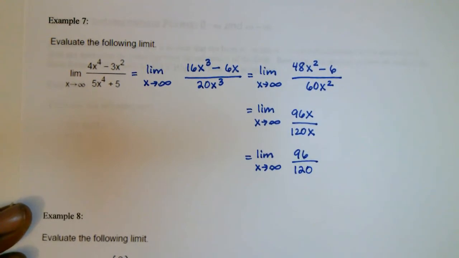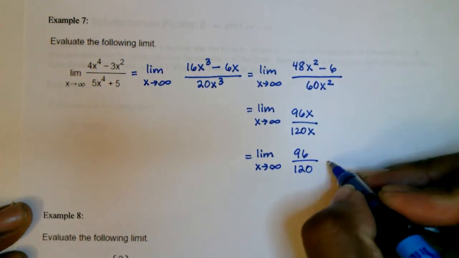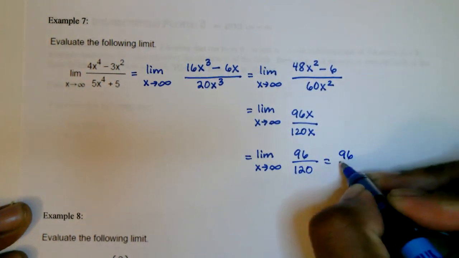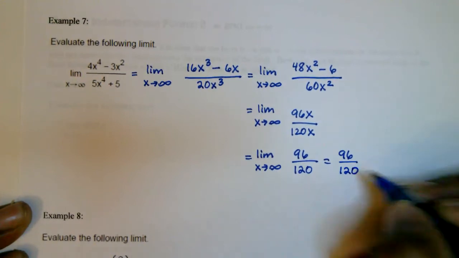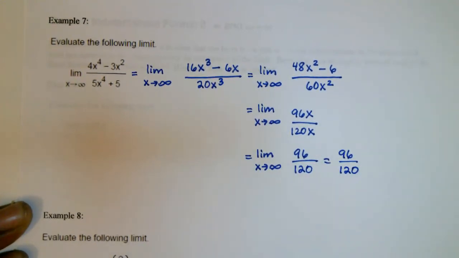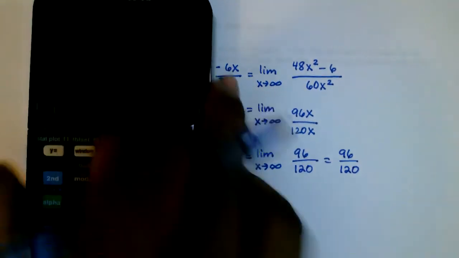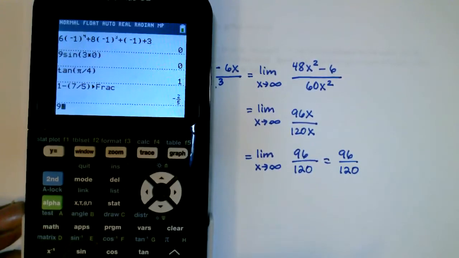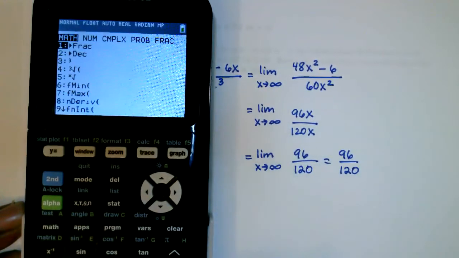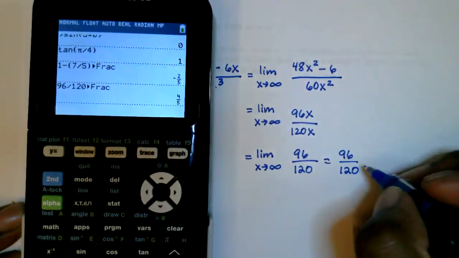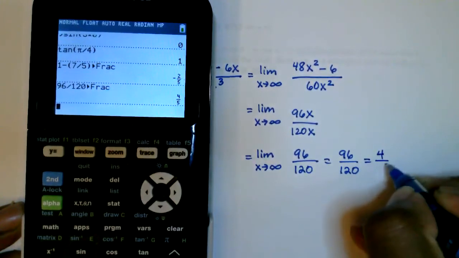Now, I can take the limit of a constant. If you recall, the limit of any constant is that constant. So I'm going to end up with 96 over 120. But I need to reduce that to its simplest form by dividing the numerator and the denominator by 24. Now, if you didn't know that, you could do this: 96 divided by 120. Press the math key, number 1 for fraction. It'll give you the fraction in its simplest form, which in this case is 4/5.